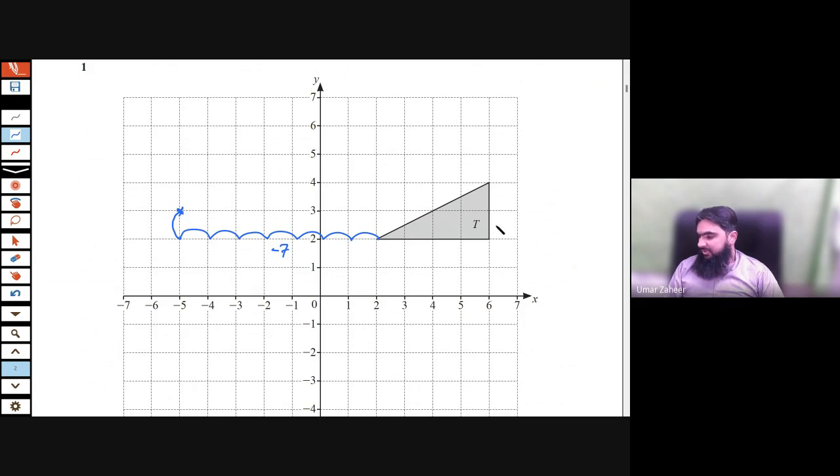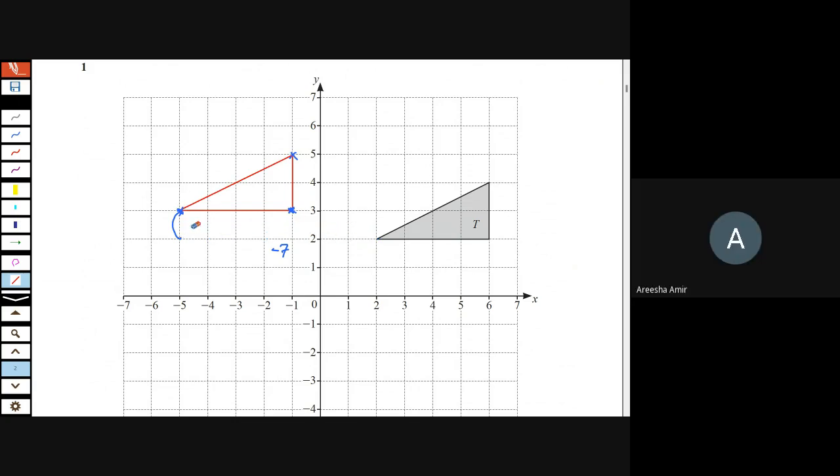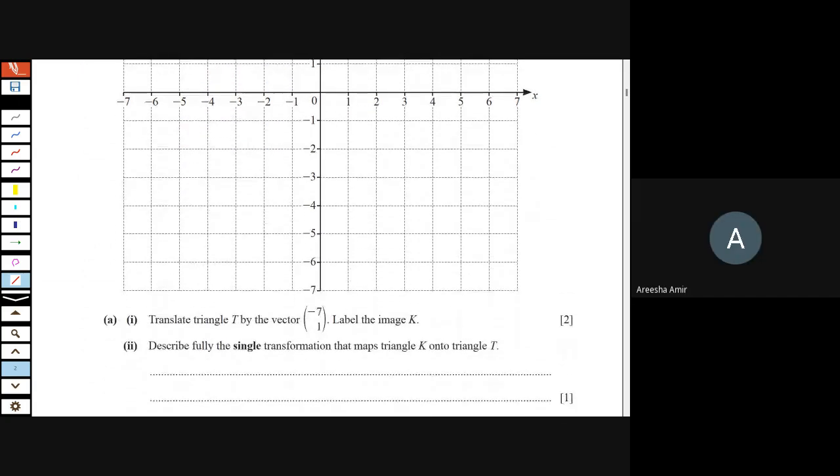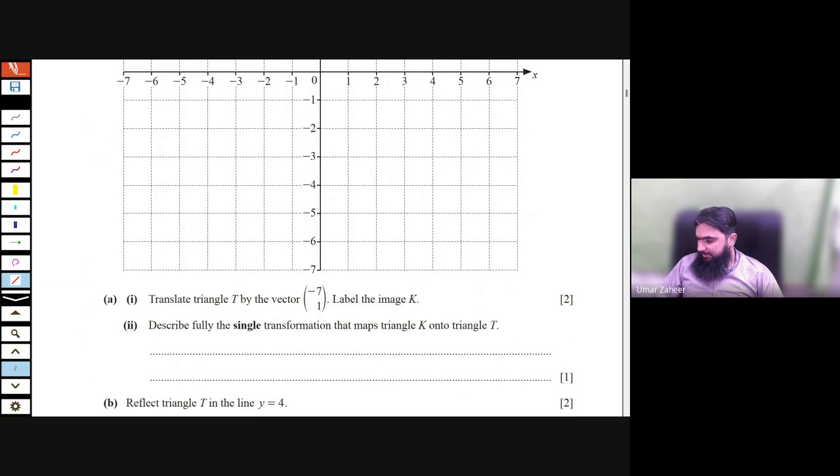In the same way, this point is going to be 1, 2, 3, 4. It is going to be here and here. Means you have to move 7 places and 1. In the same way, 7 and 1. So just join these points and you will get the triangle. Yes, Aisha, it is clear. Yes, sir. This is the first one. I'll label it as K.